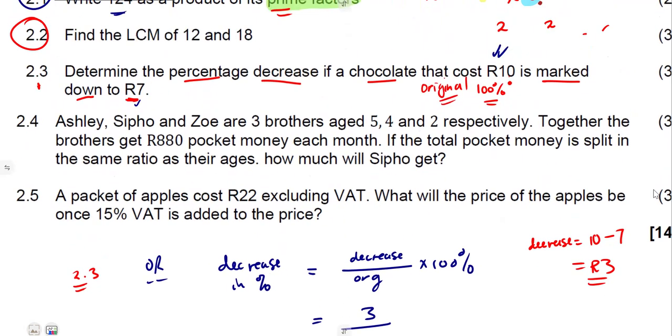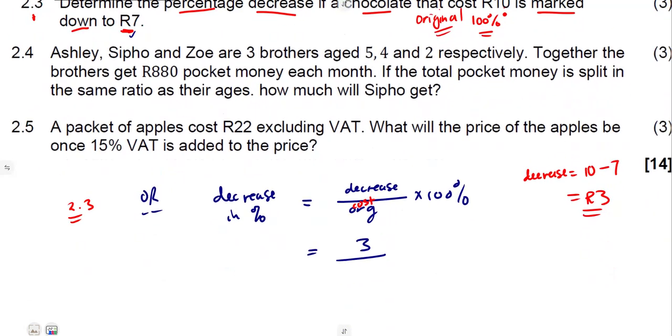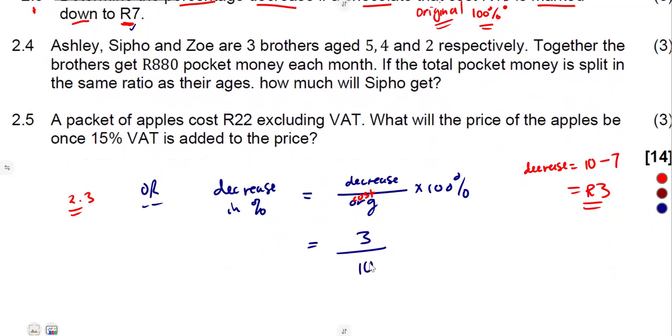It was originally at what? Which is the cost price. That is our cost price, the original. Let's just say cost so that you do not mistake. 10 rand. So that is over 10 times 100%. Still, you're going to obtain the same answer, 30%.